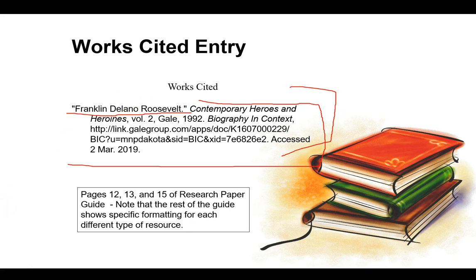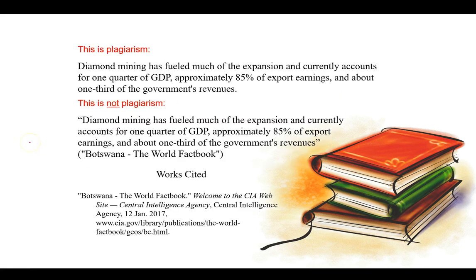Now, one of the things that I want to make sure that you understand is the difference between plagiarism and not plagiarism. So both of these paragraphs say the same thing, and this is just another example that I pulled actually off of the student's paper. Diamond mining has fueled much of the expansion and currently accounts for 1/4 of the GDP, gross domestic product, approximately 85% of export earnings, and about 1/3 of the government's revenues. This is plagiarism. Why is it plagiarism? Well, let's look at the example that is not plagiarized. Same thing exactly, word for word.